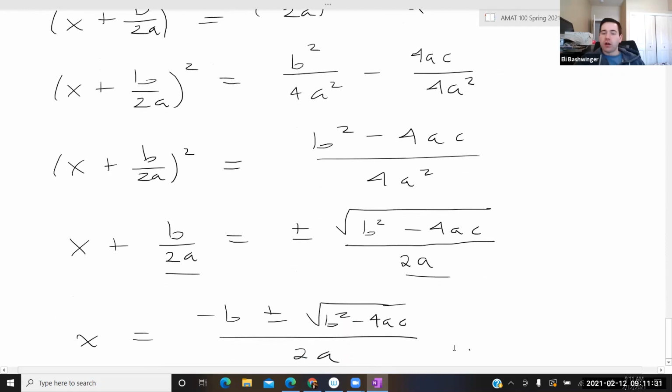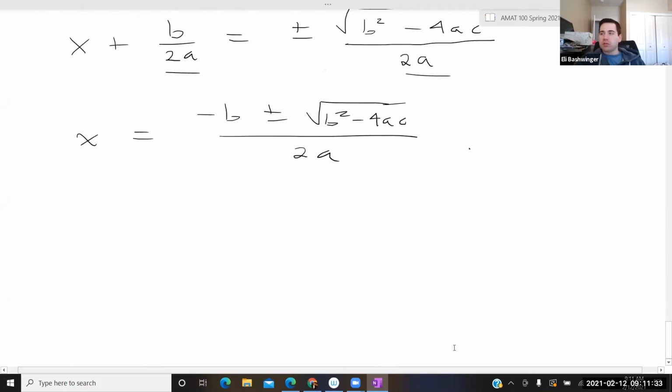All right, so I'm going to do just one more example of completing the square, with some actual numbers, just so we can get used to this, and then I think we'll call it a day, or I'll leave it open to you for questions.